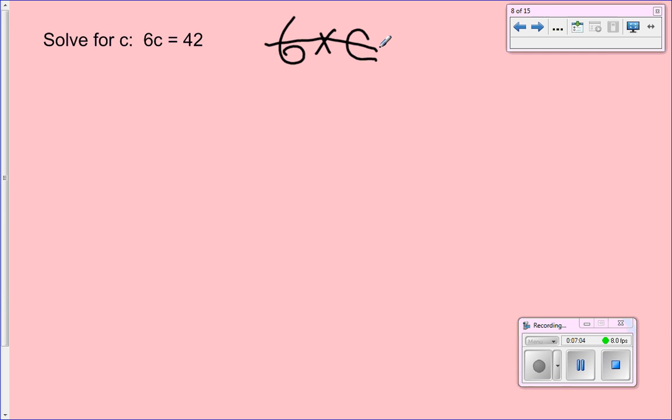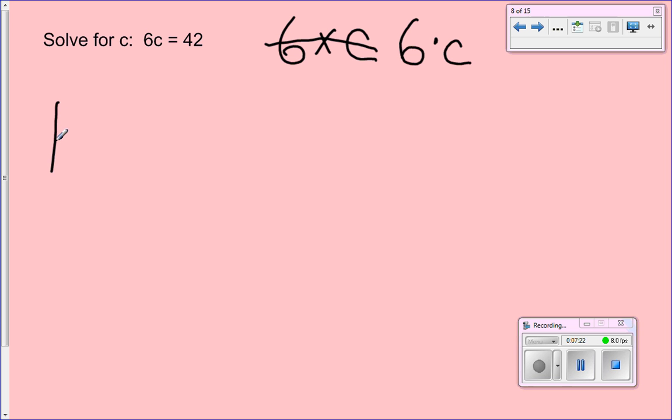Another thing you'll see sometimes is a raised dot for multiplication. And so it would say 6 raised dot and c, and that would mean 6 times c. That would be multiplication as well. But in this case, we're just going to be using the 6c to represent 6 times c.